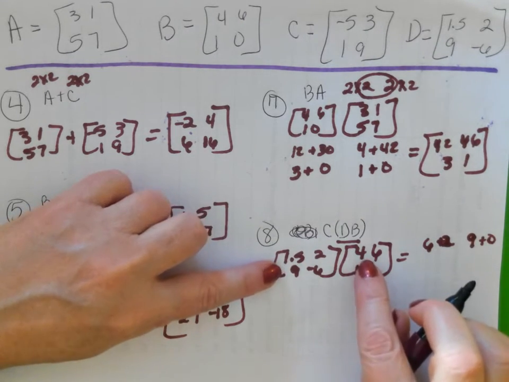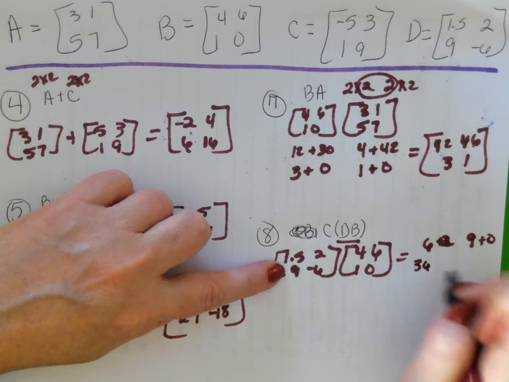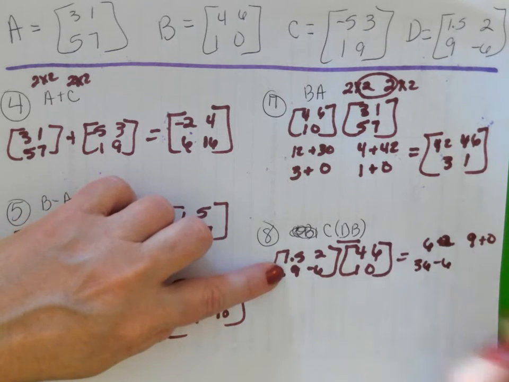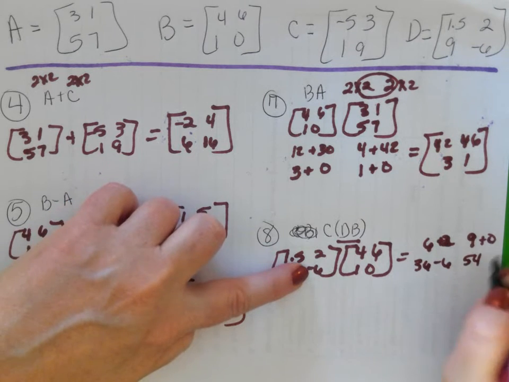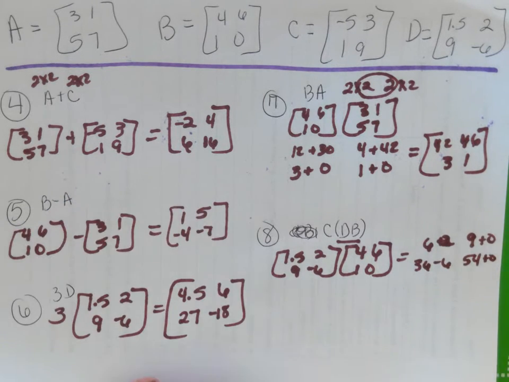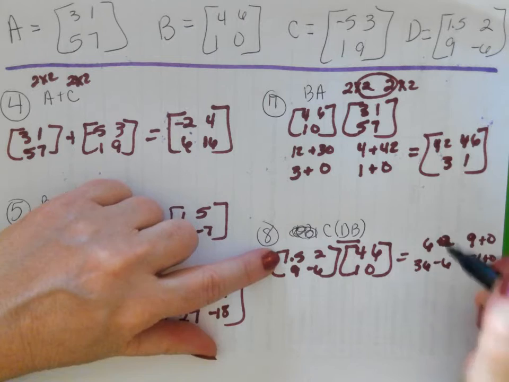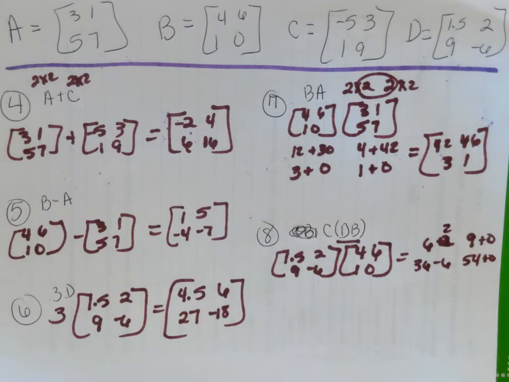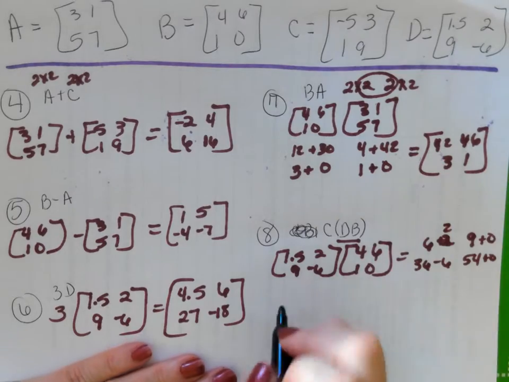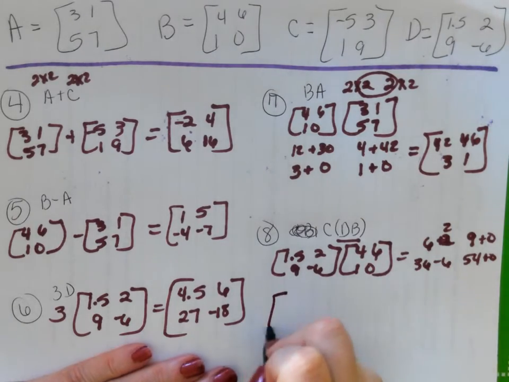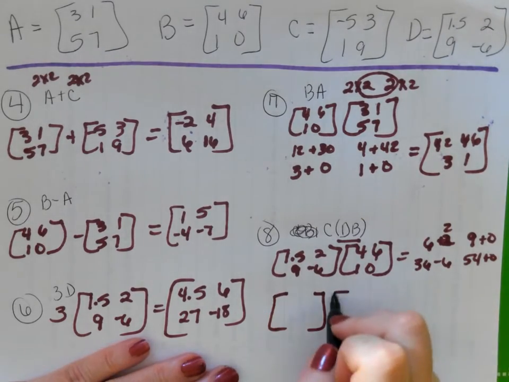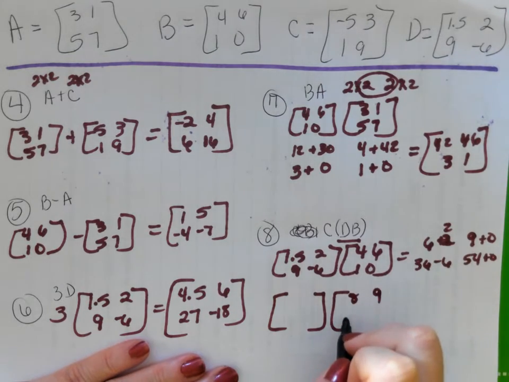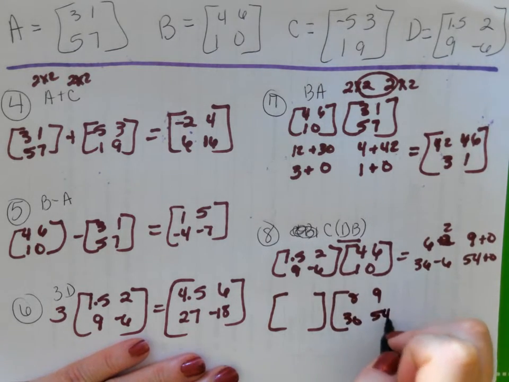9 times 4 is 36. Negative 6 times 1 is negative 6. 9 times 6 is 54. 0 times negative 6 is 0. That is, let me fix that, 1.5. 2 times 1 is 2. That's a 2, just in case. All right, so we end up with, we're going to put C over here, so we'll put the BD right here. So we get 8, 9, 30, and 54.